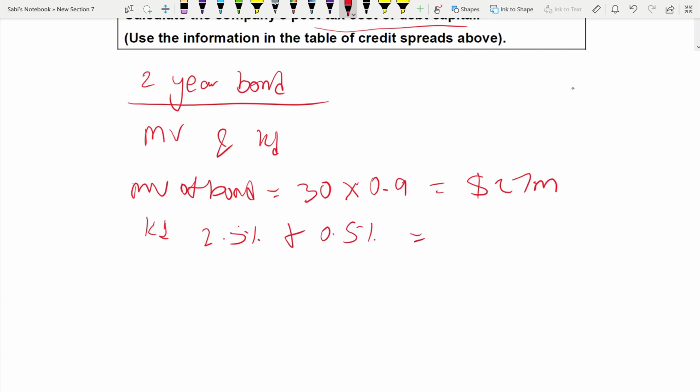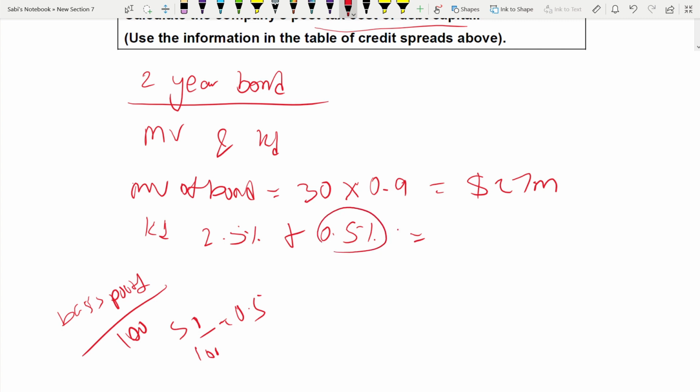50 credit spread means 0.5%. 50 divided by 100. Always divide basis points by 100. That's how you get it in terms of percentage. 50 means 50 divided by 100, that means 0.5. Sorry, 0.5 percentage. Because you need it in percentage to add with this risk-free rate. Otherwise, you cannot take 50 and add it to 2.5. It will be 52.5%, not possible. So it will give you 3%. 3% is the cost of debt.